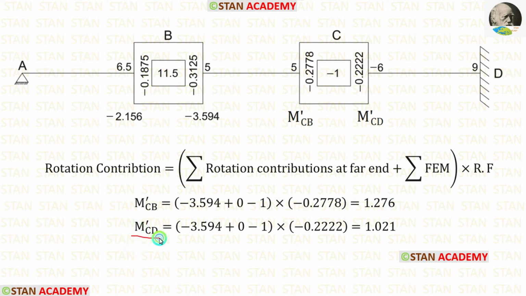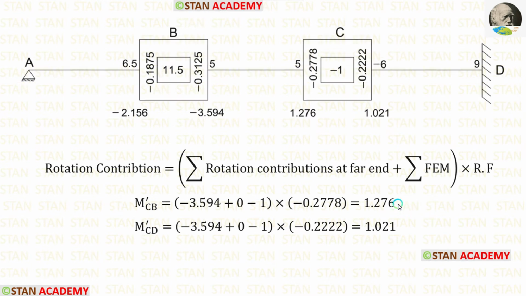Now, let us calculate M-CD. In the formula for M-CD, all of the values will be same except the rotation factor. The rotation factor for CD is minus 0.2222. Finally, for M-CD, we are getting 1.021. Let us enter the value of M-CB here and M-CD here. We have finished the first cycle. Now let us start the second cycle.